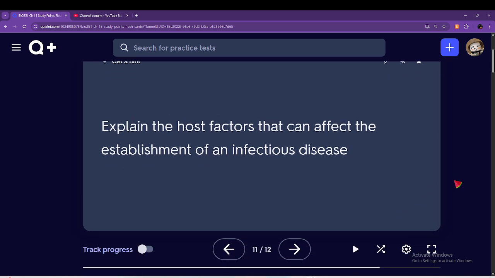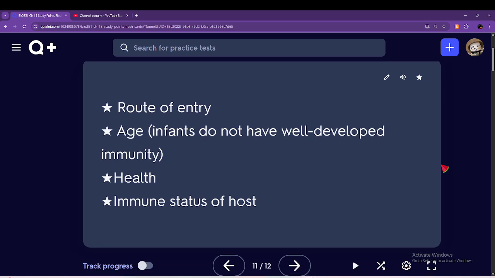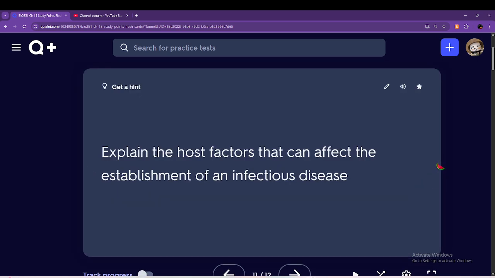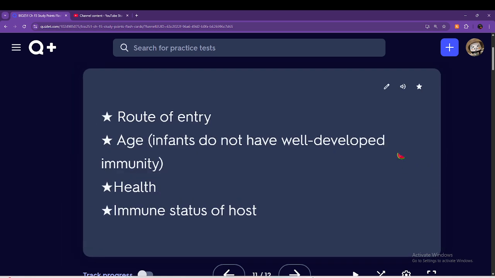Explain the host factors that can affect the establishment of an infectious disease. Route of entry is where the pathogen first enters. So basically via mouth, via liquid, like sexually transmitted liquids, or we breathe it in, right? It's either of those. Age, so we have to think infants don't really have a well-developed immune system, or neither do elderly. Their immune system is already weakened when they get old. So that is a host factor.